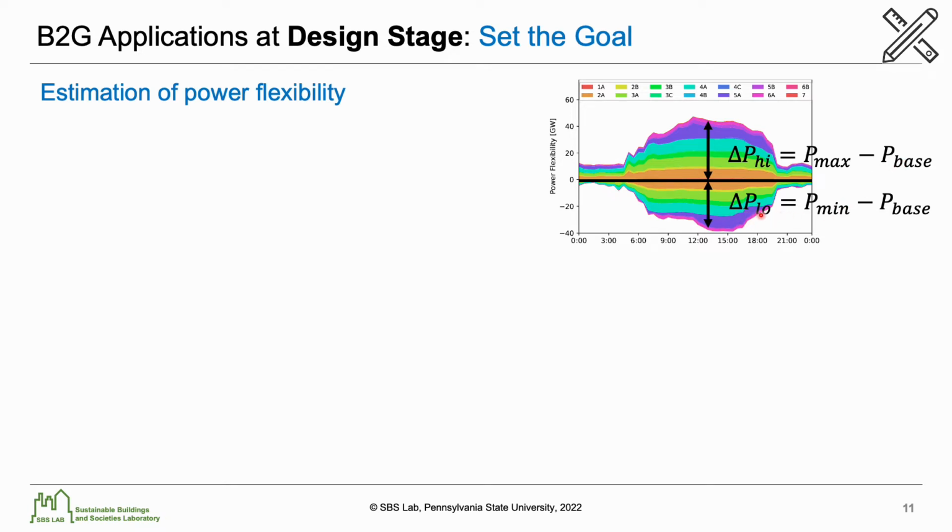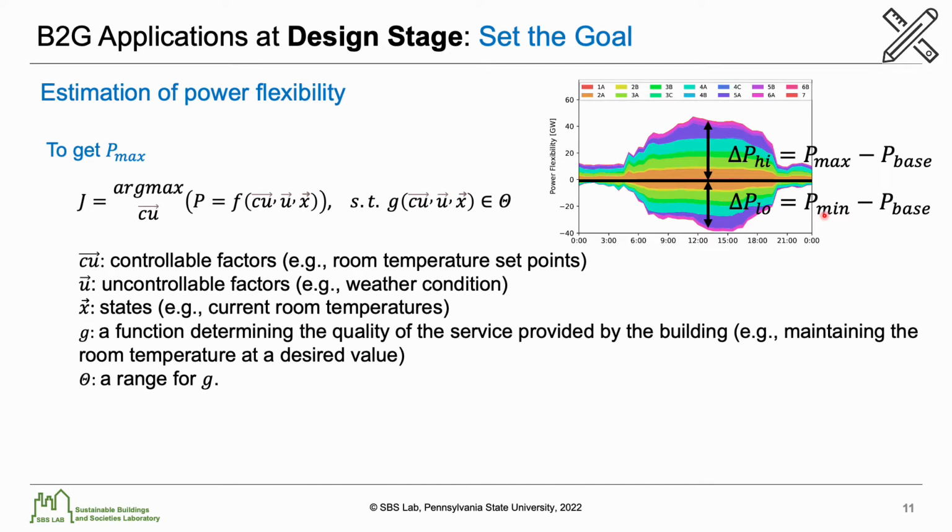Similarly, we can estimate the power demand we can reduce using delta P low, which is P minimal minus P base. Here, P minimal is the minimum power demand required by the building to maintain the service. To estimate the delta P high, we need to calculate P max.